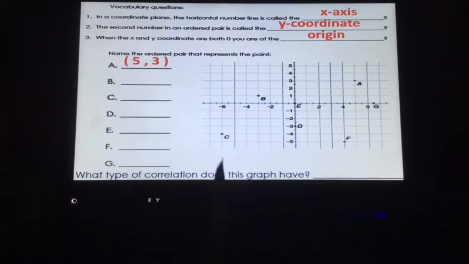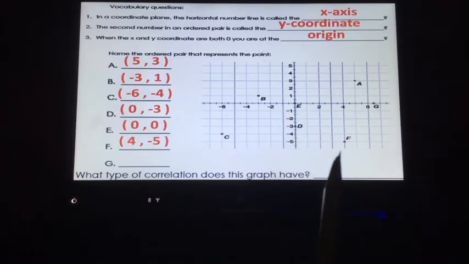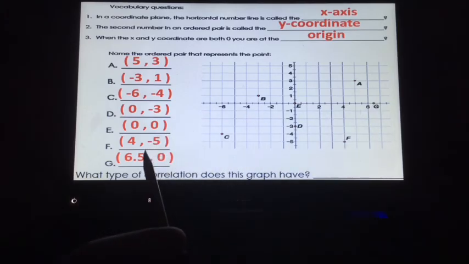All right, so B is in the second quadrant, so that point right there is (-3, 1). The next point is C, that's in the third quadrant, that's (-6, -4). The next point is D, which is on the y-axis, so that's going to be (0, -3). The next point is on the origin, and the origin again is (0, 0). The next point after that is in the fourth quadrant, F, over here. So we're going to go out 4, down 5. And the last one was kind of tricky, but the last one was an x-intercept, so that means the y is 0. And as you can see over here, it's kind of between 6 and 7, so that's why I put 6.5.